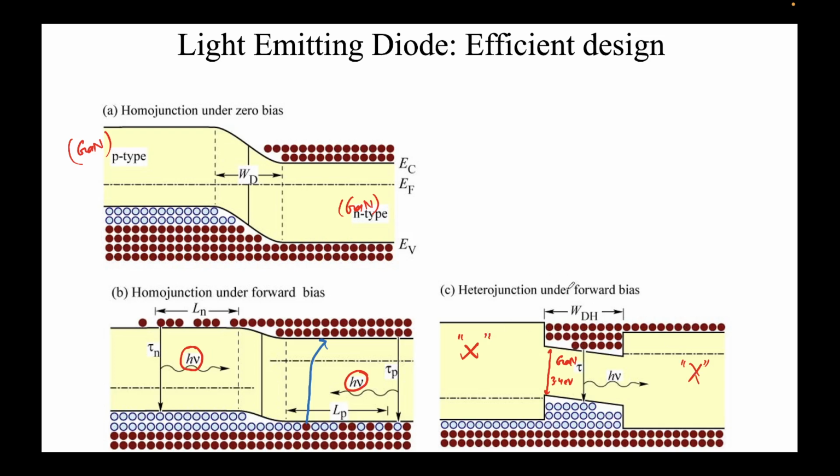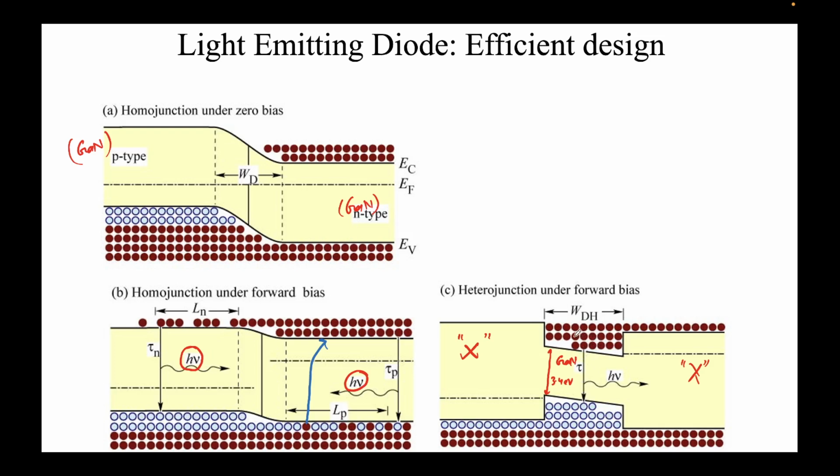This is the heterojunction. Again we are applying the forward bias, and here you are also effectively containing the electrons, so they just don't go traveling outside this well. So essentially trapping them, you are allowing them more time to recombine. So that's a much more efficient design.